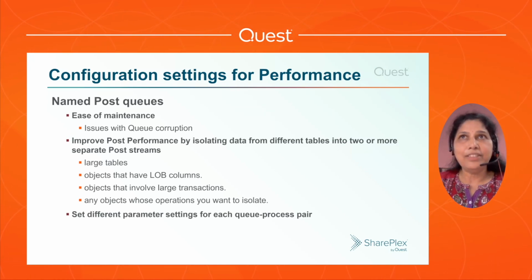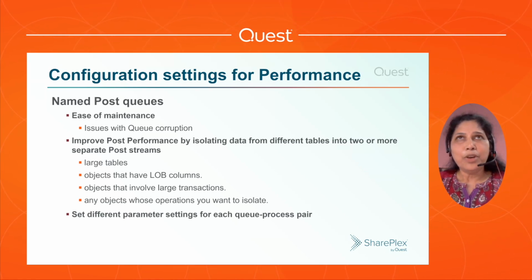Now, let's see in which situations it is helpful. You have large tables and you have small tables. Having large tables in a separate queue definitely helps instead of combining them with the smaller tables. And objects that have LOB columns. LOB columns slow down the replication. So if you have other tables along with the table which has a LOB column, it's going to slow down the whole replication process. So instead, you can have these tables in a separate queue by itself.